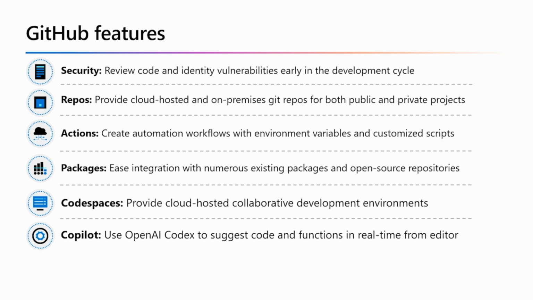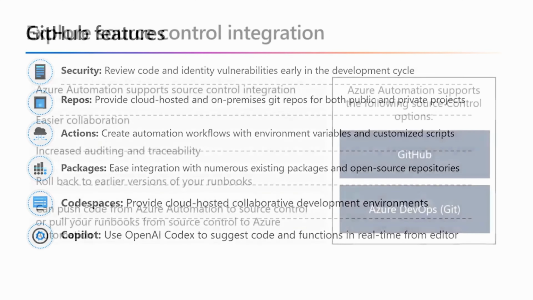Actions, where we create automation workflows with environment variables and customized scripts. Packages, where we ease integration with the numerous existing packages and open source repositories. Codespaces provide a cloud-hosted collaborative development environment. Copilot uses an OpenAI Codex to suggest code and functions in real time from the editor.